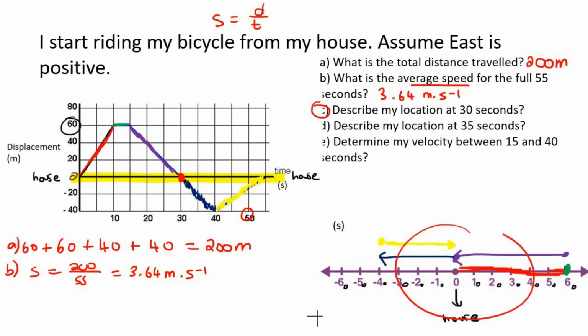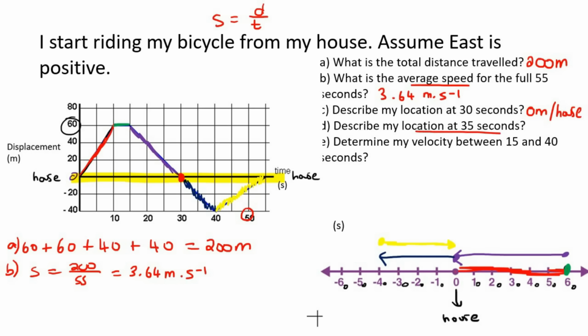If I show you on this part, the 30-second mark was, so this first red one was the first 10 seconds. Then we waited over here for 5 seconds. And then this purple part is when we came back to the house. You see, this is when we came back to the house. So the location is going to be 0 meters. You could even say we're back at starting position.